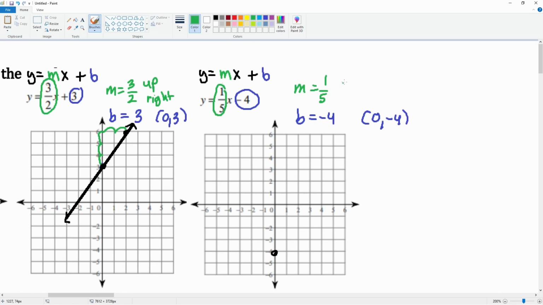Then we want to move based on our slope. This is 1 up and 5 to the right. 1, 2, 3, 4, 5. Then we put a dot right here. Now we connect it, the best that we can. We should have a straight edge. There you go.